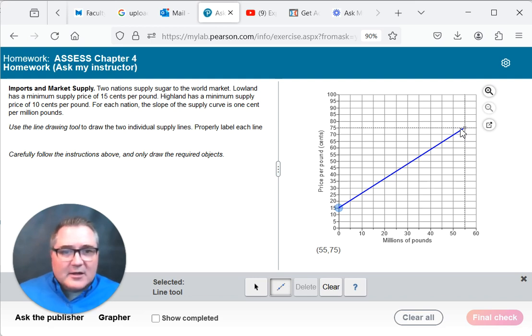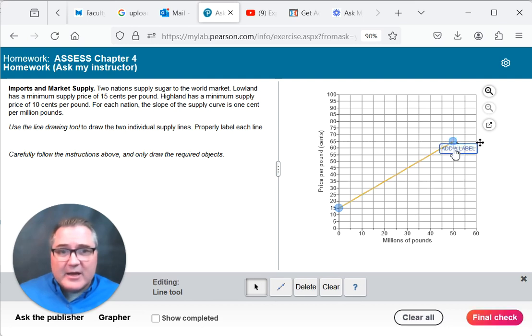So let's go out to 50. At 50, that means 50 more cents than 15. So at 65 cents, the amount supplied in lowland would be 50 million pounds of sugar. And you can read this chart all the way up at wherever you're at. Like at 35 cents, that means that 20 million pounds of sugar will be provided.